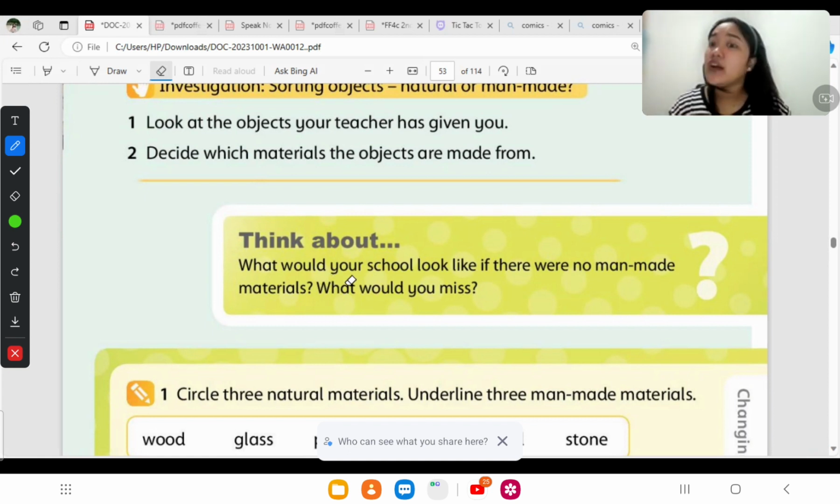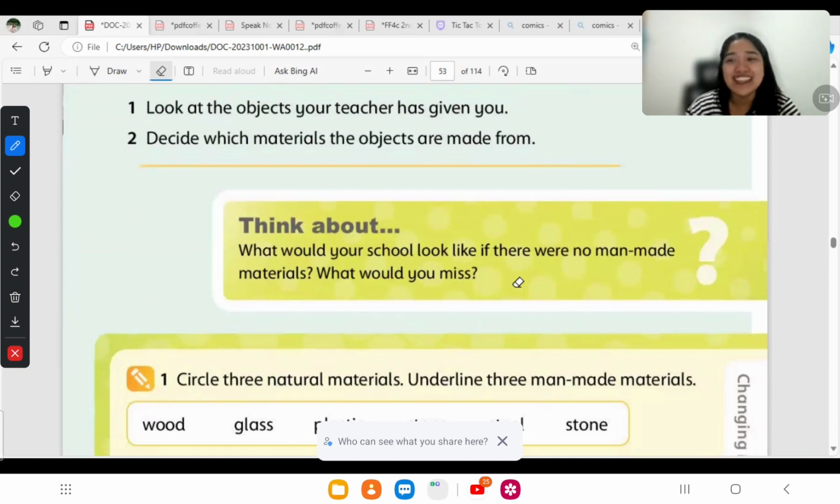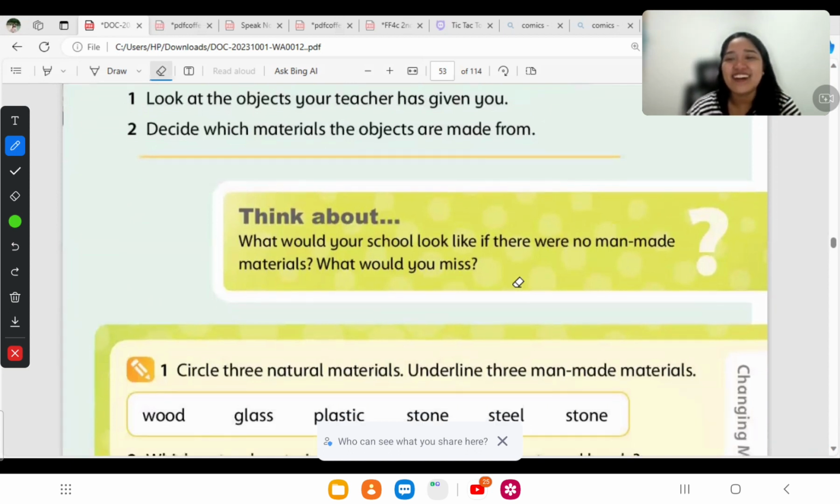But the question here, what if there were no man-made materials? What would you miss, Isabel? It means there's no concrete, there's no steel. Those are the things that we would miss. Commonly, natural is more on forests.